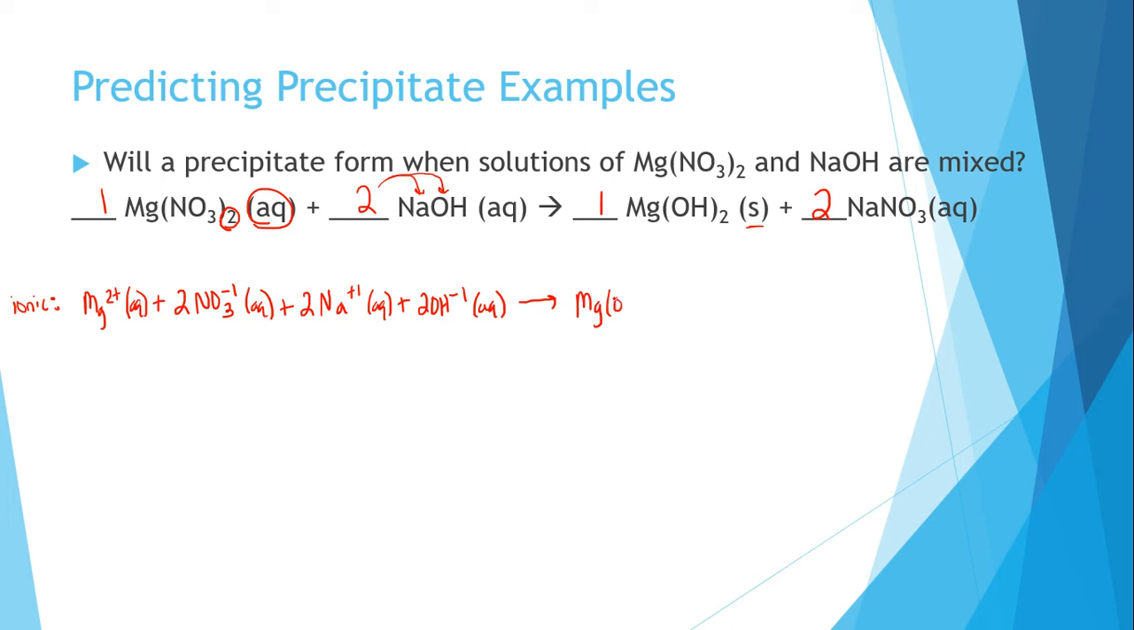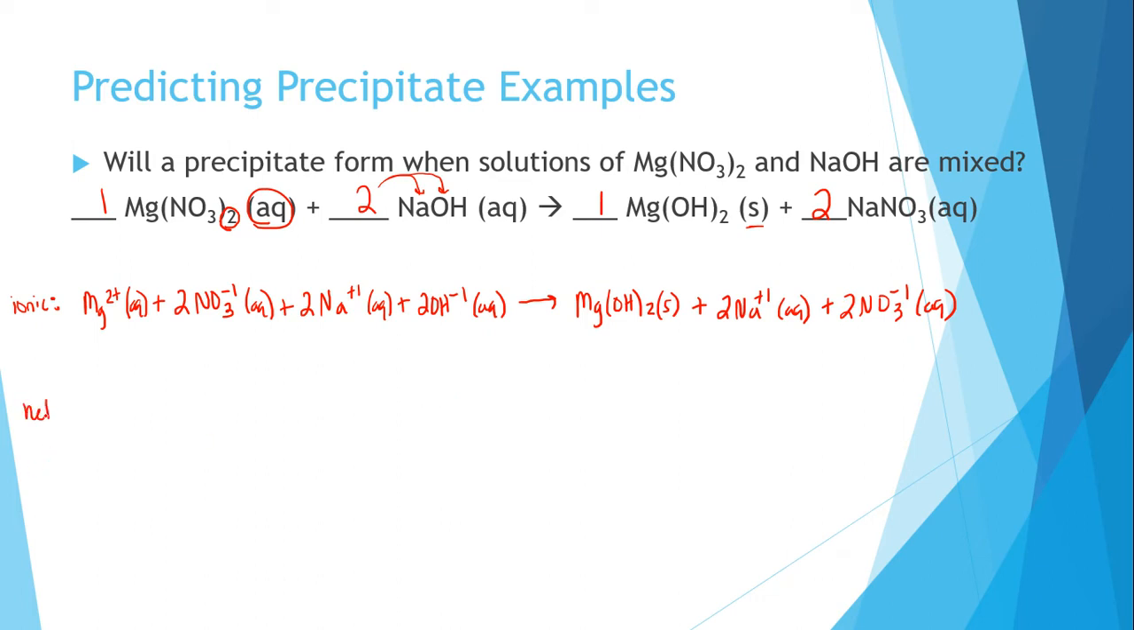I have 1 magnesium hydroxide, plus this one is a strong electrolyte because here's my metal and it's aqueous, so I'm allowed to split this. So this 2, remember, goes to both of them. 2 Na, and it has a +1 charge because it's in group 1, plus 2 NO3, -1 charge. And now I have split everything.